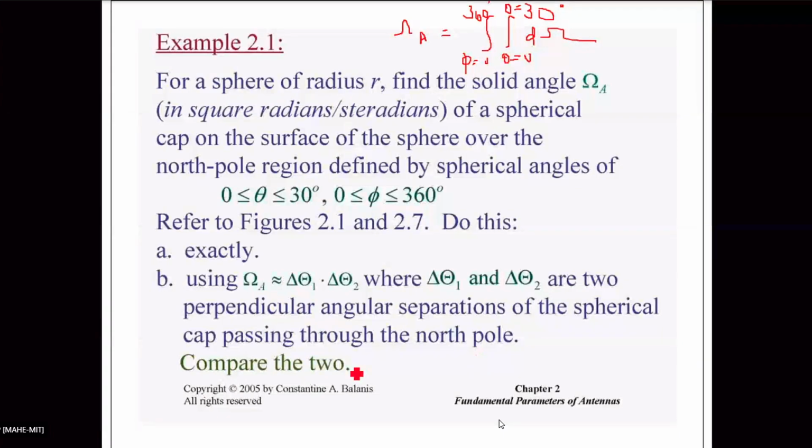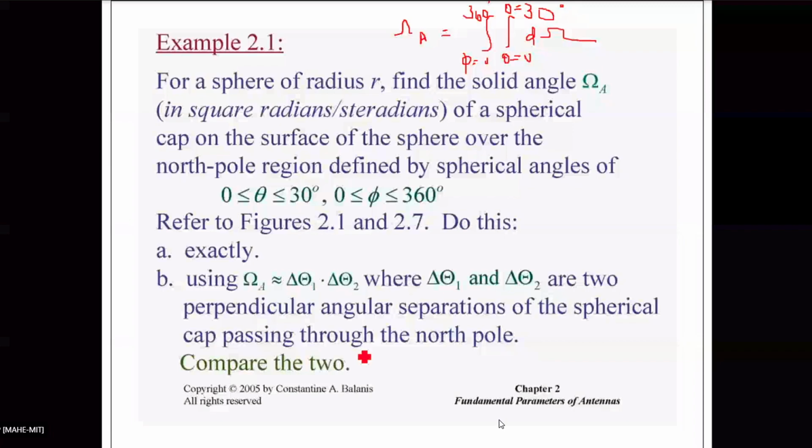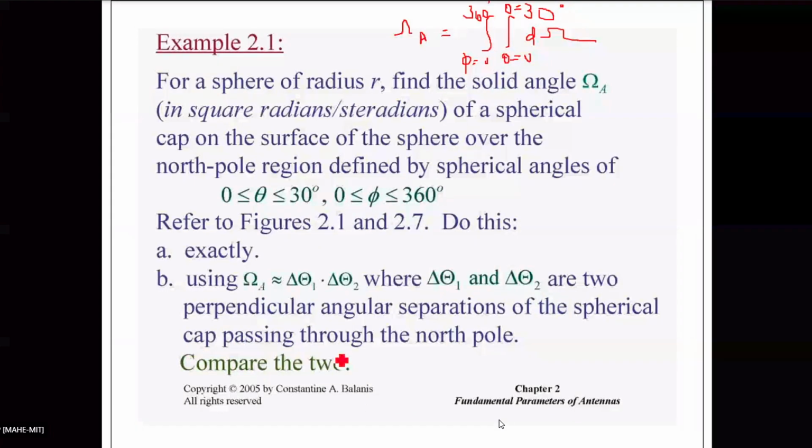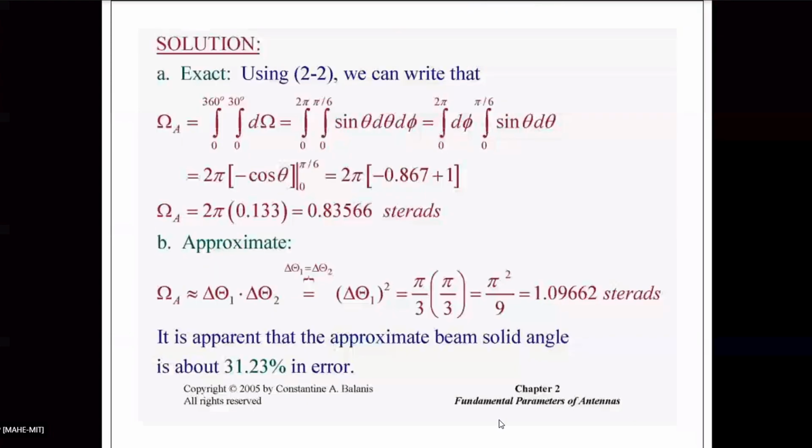Compare the two. So both theta 1 and theta 2 are equal to 60 degrees. You have to multiply in radians. If you want delta theta 1 and delta theta 2, you have to multiply in radians. You can't multiply in degrees. So you see here. Can you make out?